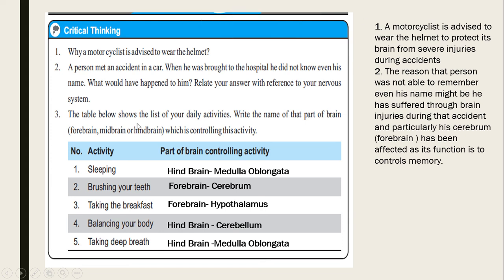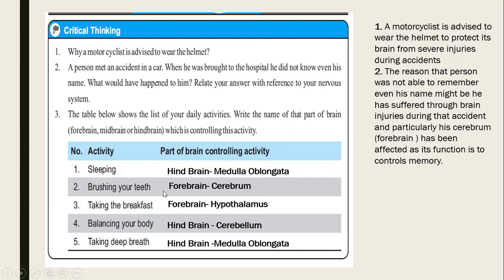In question number 3, the table below shows the list of your daily activities. Write down the name of the part of the brain. Here in the brackets, they have provided forebrain, midbrain, and hindbrain. Which one is controlling this activity? You can also make a list of other activities and relate them with your lesson to find which part controls that activity. Let's see the first activity, that is sleeping. Remember, sleeping was controlled by the hindbrain. Which part of the hindbrain? Medulla oblongata.